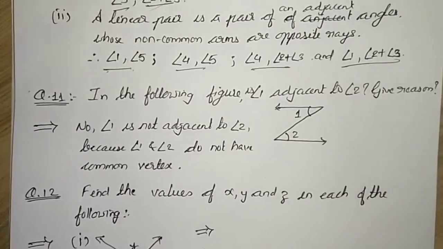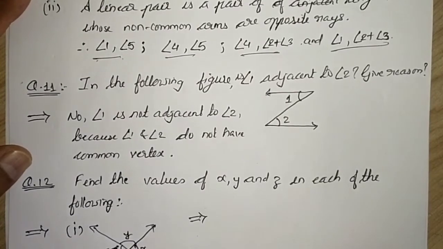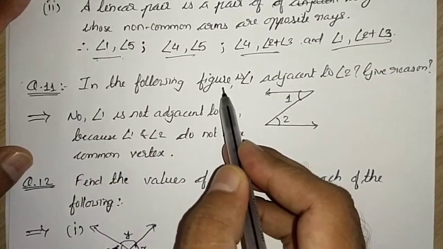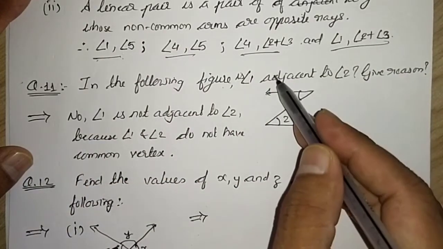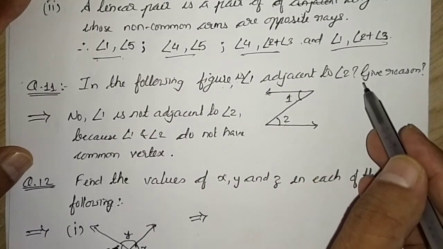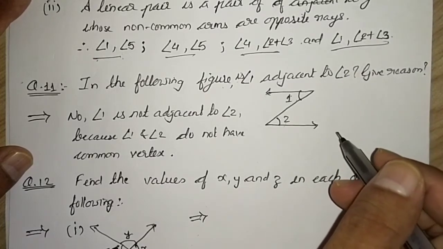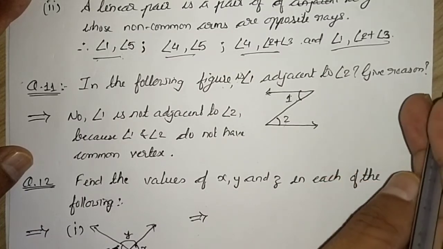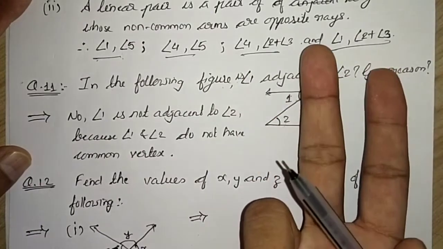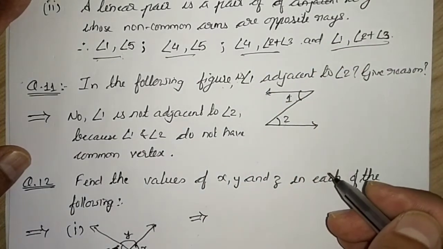The 11th question is very easy, but you are supposed to give reason for your answers. Whenever they ask in the examination, you are supposed to give the reason. In the following figure, is angle 1 adjacent to angle 2? If no or yes, you have to give reason. And you know the definition of adjacent angles. Two angles are said to be adjacent on three conditions: common vertex, common arm, and non-common arms are on either side of the common arm.